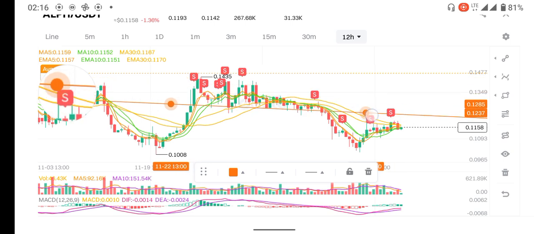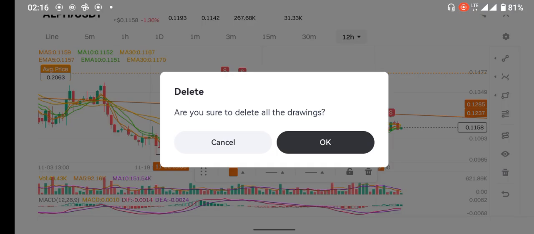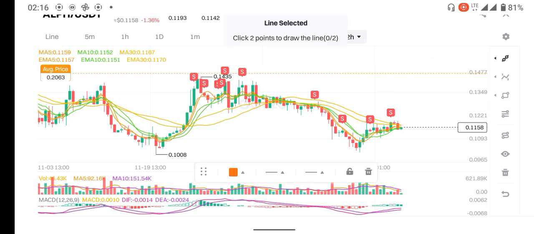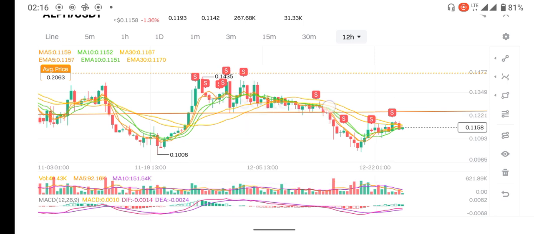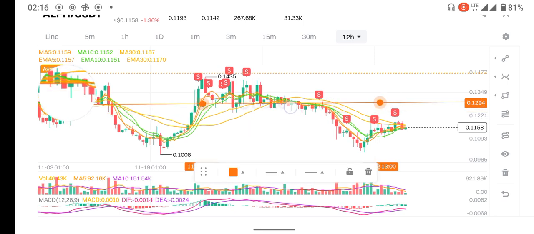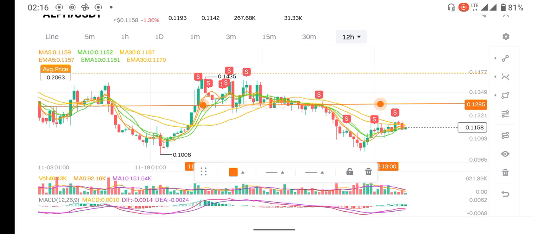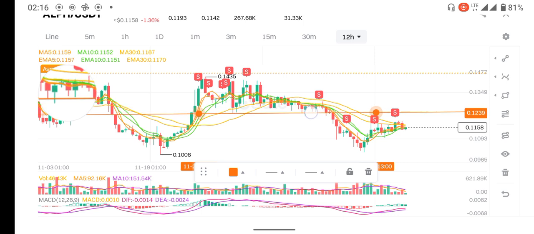Okay, so our price is okay. Let me draw another support line. I always draw this with my mouse, but I'm operating from my Android device currently. Good. So this gives us an idea of the support. This is at 0.1285. Okay, let me take it a little bit lower.